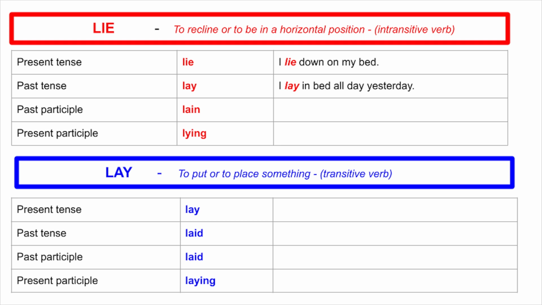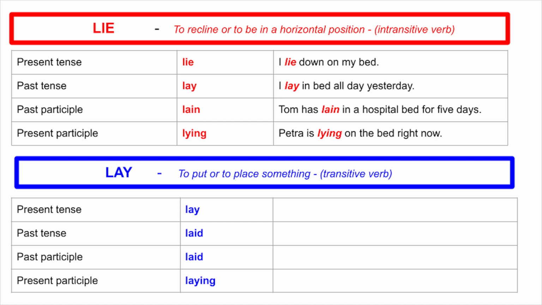For the past participle lain, Tom has lain in a hospital bed for 5 days. And using the present participle lying, Petra is lying on the bed right now.